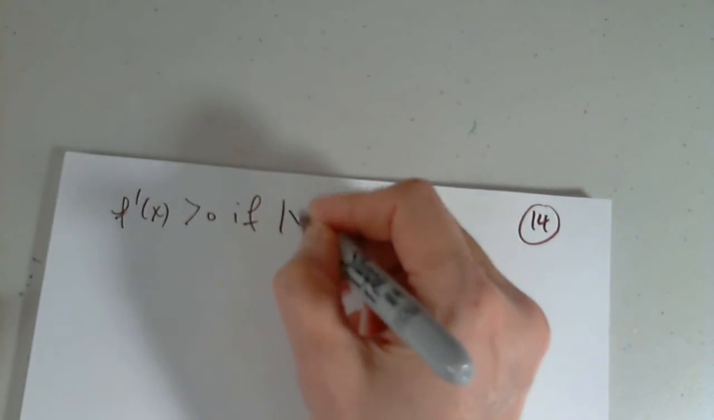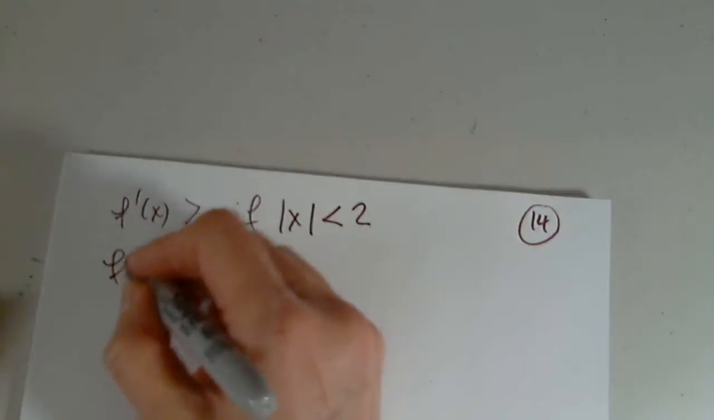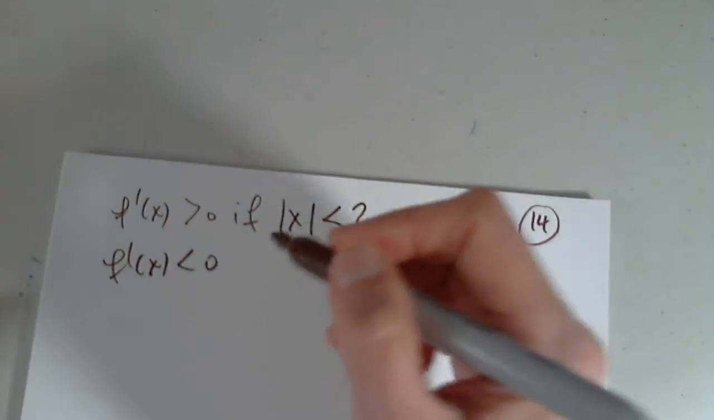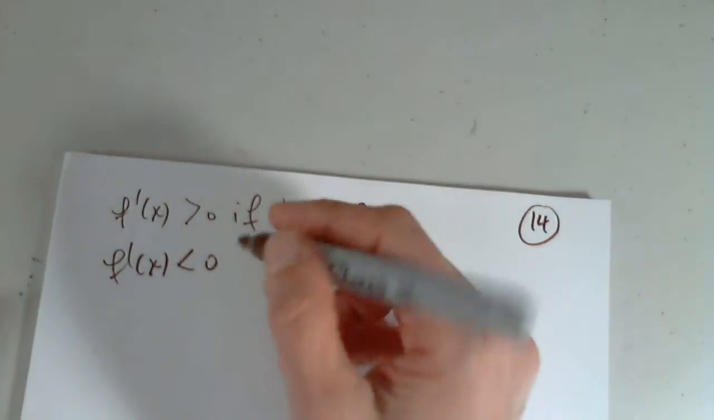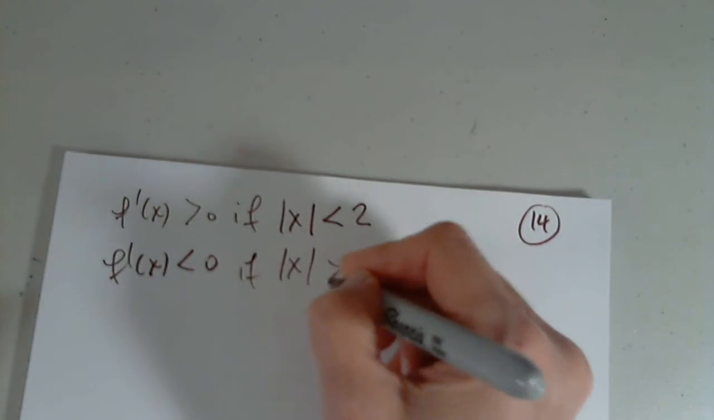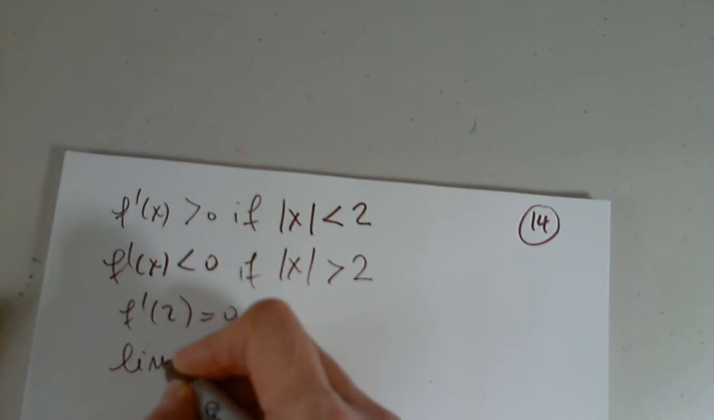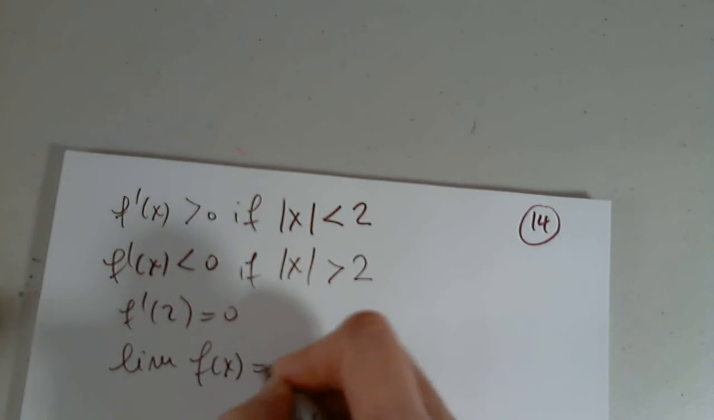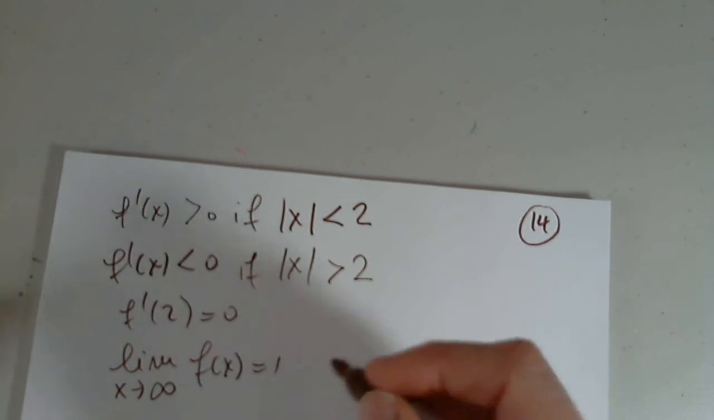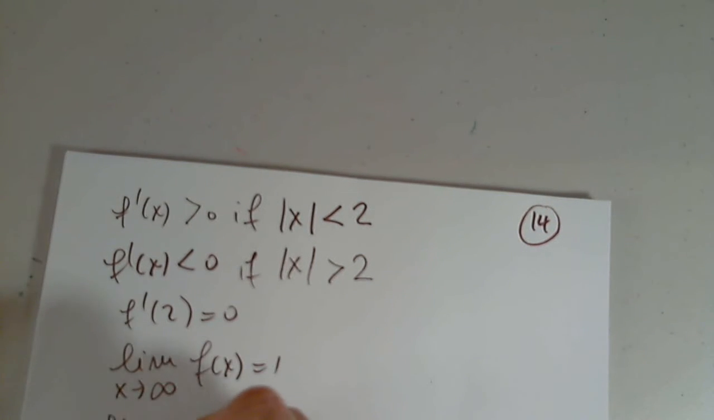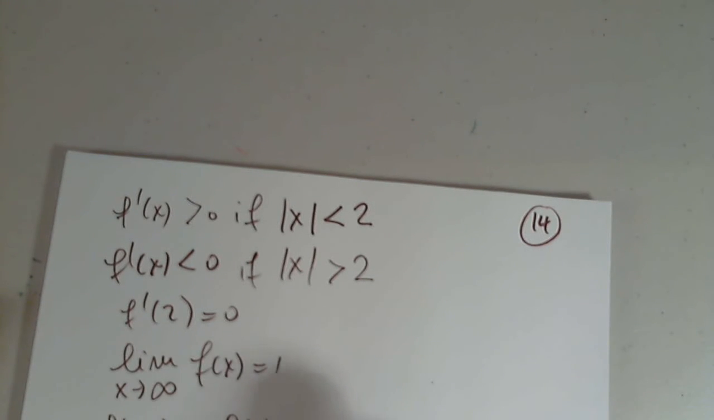If the absolute value of x is less than 2, f prime of x is greater than 0. If the absolute value of x is greater than 2, f prime of x is less than 0. f prime of 2 is 0, the limit of f of x as x approaches infinity is 1, and f of negative x equals negative f of x. The second derivative is less than 0 if, and the second derivative is greater than 0 if this.